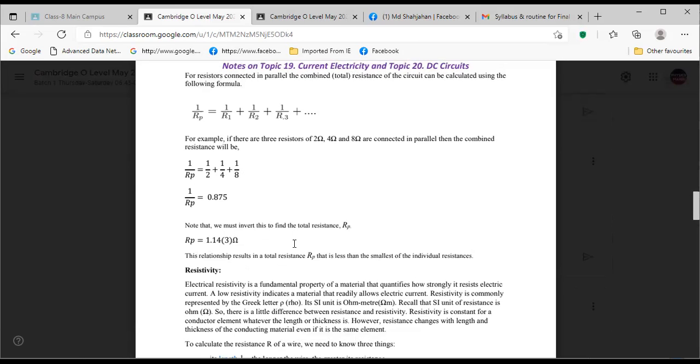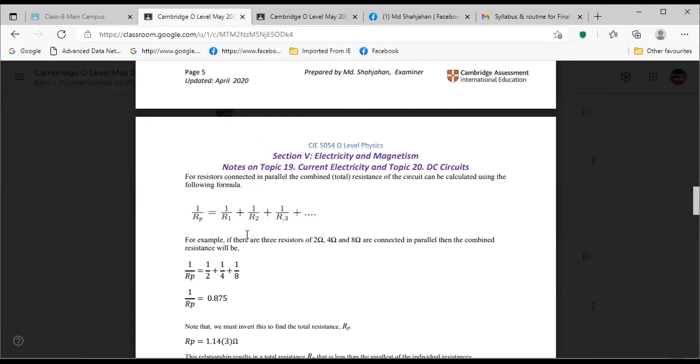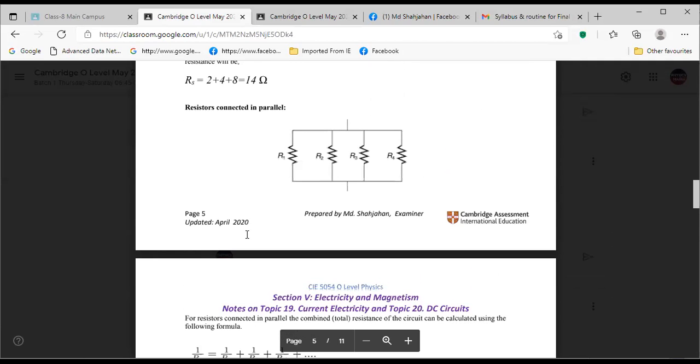Is it clear, everyone? Hello? Parallel resistance connection is clear, and the calculations. So you draw it. Resistors in parallel, you draw it, then you write the formula.